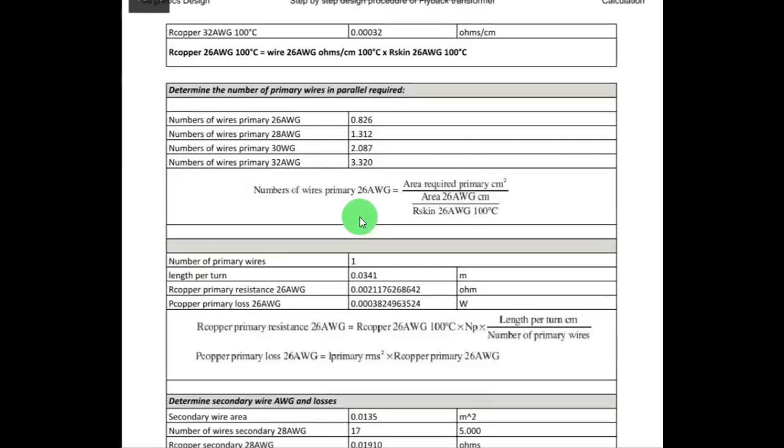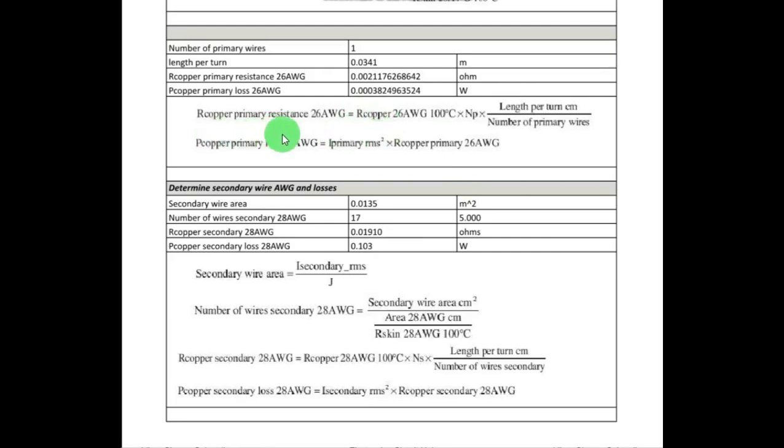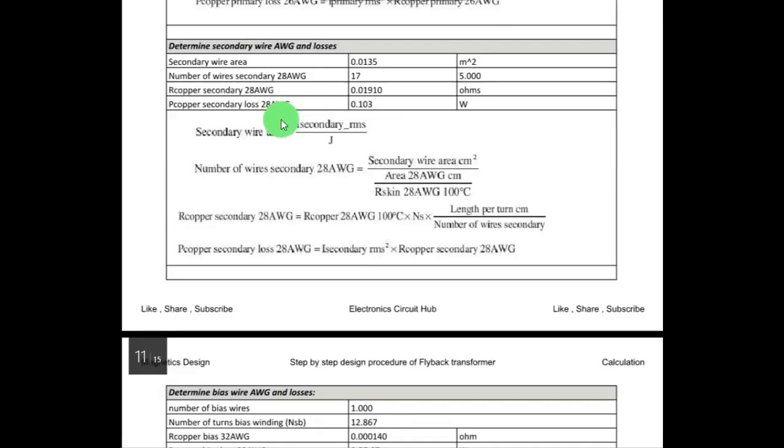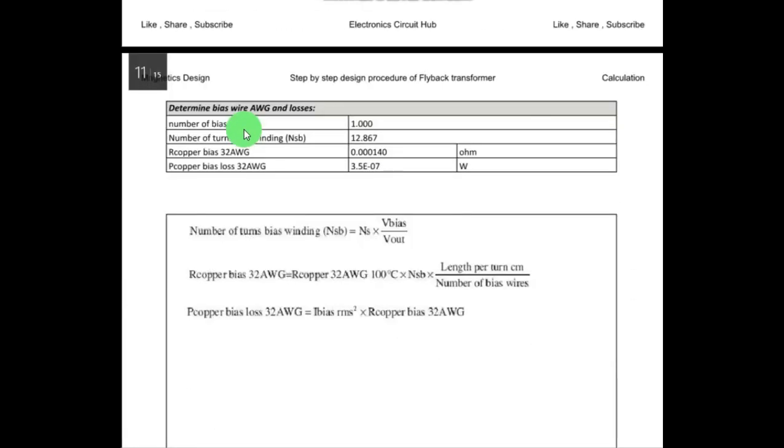Now you can determine the number of primary wires in parallel required. By using this formula, you can calculate the number of primary wires which are needed to be connected in parallel. So you can use these two formulas and you can calculate. And moving ahead, you also have to calculate the secondary wire AWG and losses. You can see here I have already calculated the secondary wire area, number of wires, secondary number of copper, likewise. And you can also calculate the bias wire AWG and losses by using this formula.